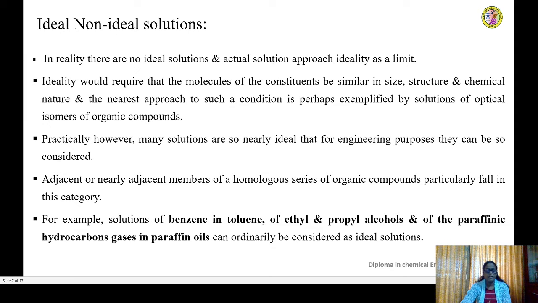determination. Okay. So, which are the solutions that usually come across that show this kind of tendency? They are adjacent or nearly adjacent members of homologous series of organic compounds. So, those are the chemicals which particularly fall in this category. So, those chemical solutions can be considered as ideal. Some of the examples I have listed here: solution of benzene in toluene, the solution of ethyl and propyl alcohols, and the solution of paraffinic hydrocarbon gases in paraffin oils, are the ones which can be considered as ideal solutions.